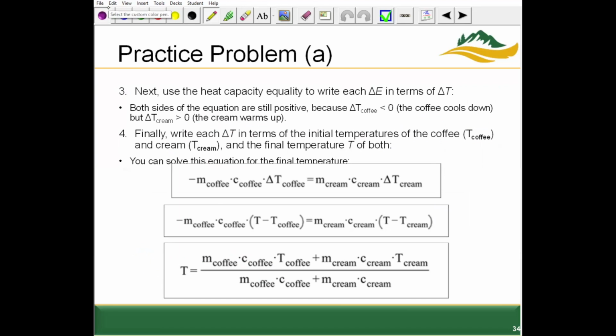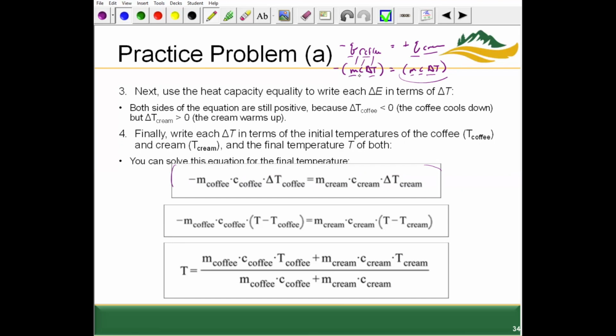Next, we can approach this problem a few different ways. Let me show you how we're setting this up right here. So we keep in mind that the coffee is losing heat and the cream is gaining heat. We know that Q can be broken down into mc delta T and mc delta T, where m is the mass of the coffee, c the specific heat capacity of the coffee, delta T in relation to the coffee. On this side of the equation for the cream, it's the mass of the cream, the specific heat capacity of the cream, and the change in temperature of the cream.